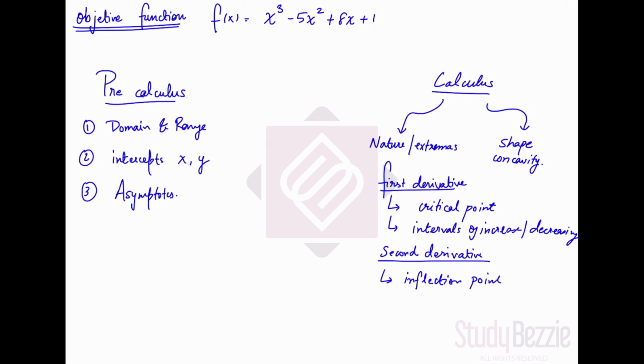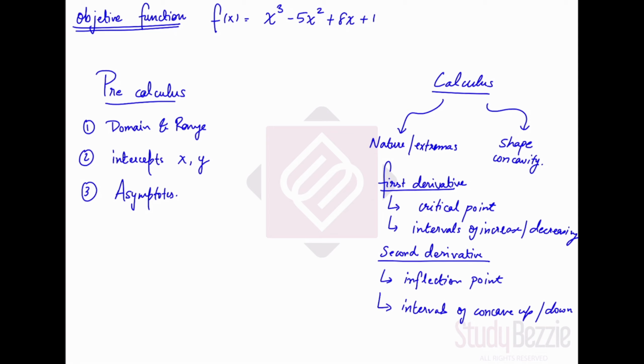I'm going to define an inflection point and a critical point in just a second, so don't worry about that. Those are going to be the given points from the second derivative. And then apart from that, it will give you the intervals of concave up or down. That's a basic shape idea of how we're going to be able to define those things.